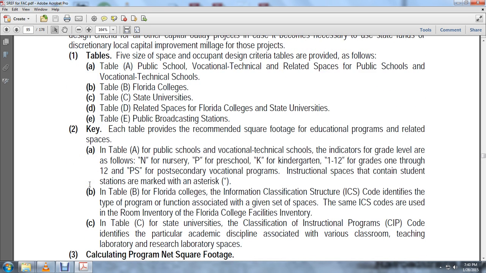In Table B, the Florida College Information Classification Structure, ICS, the Information Classification Structure code identifies the type of program and function associated with the given set of spaces. The same Information Classification codes are used in the room inventory of the Florida College Facilities Inventory. In Table C, the State University Classification of Instructional Programs, CIP, the code identifies a particular academic discipline and verifies the classroom, teaching laboratory, and research laboratory spaces.